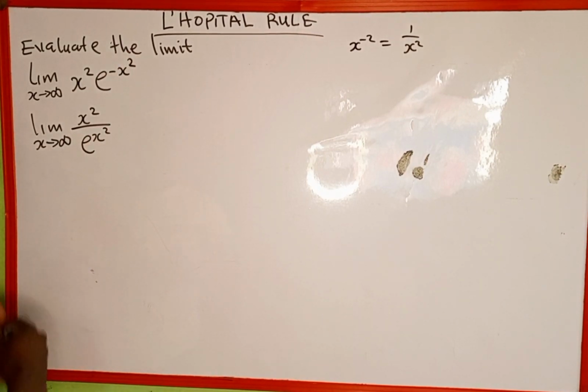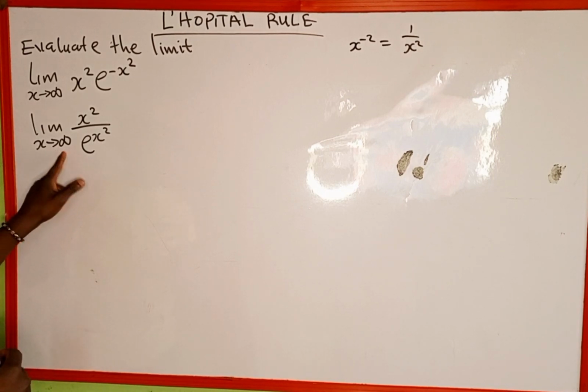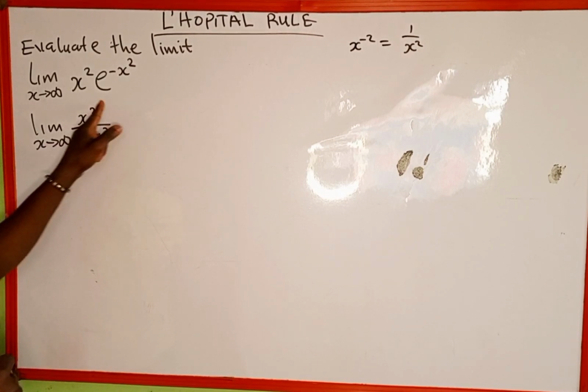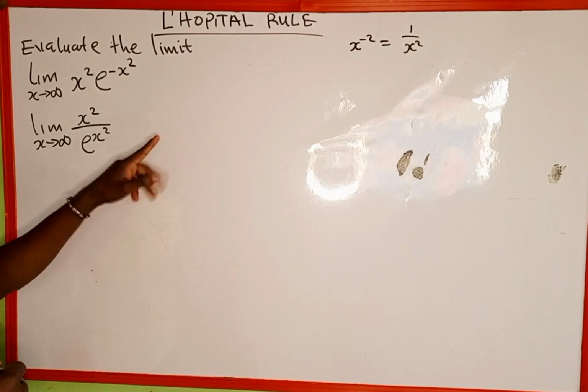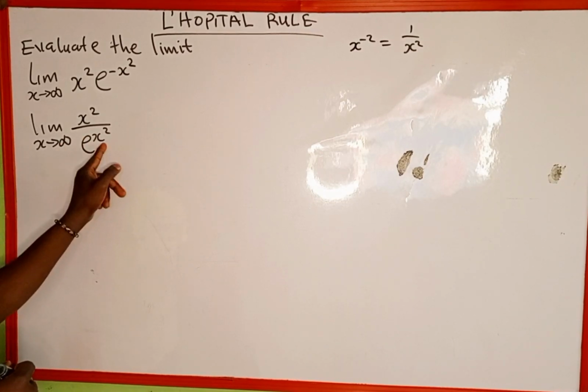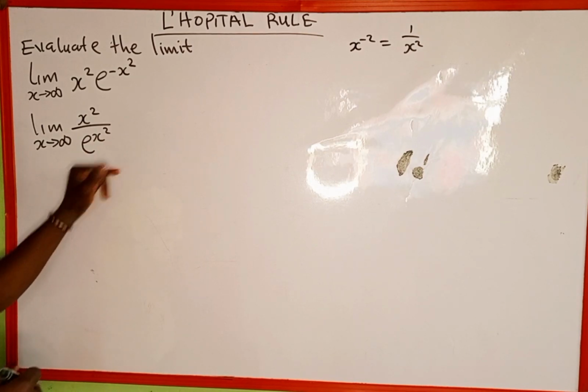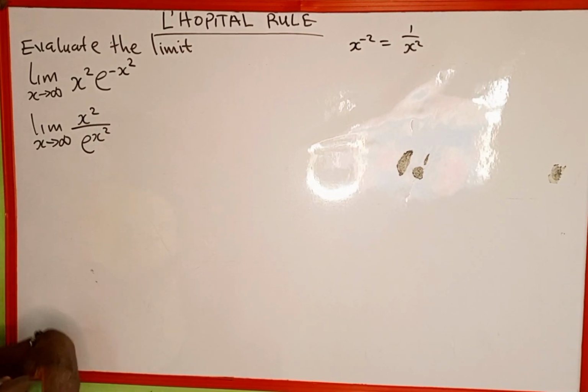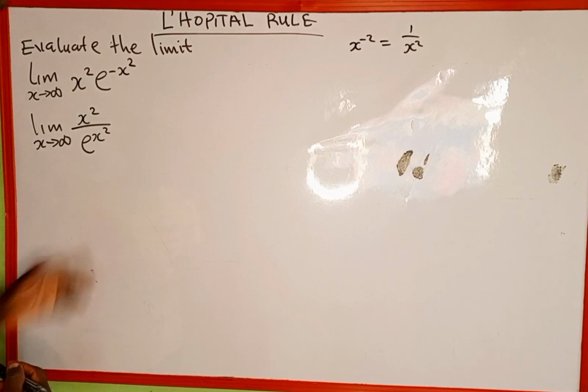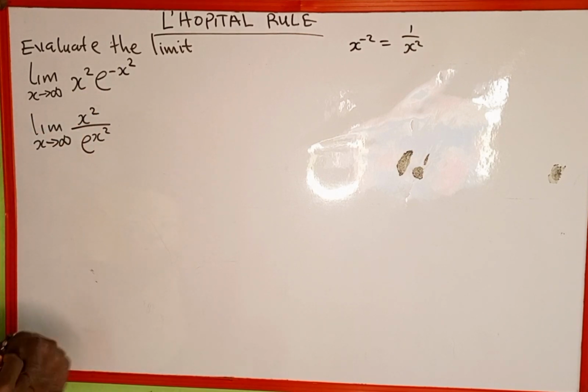So when we do direct substitution, when we plug in infinity here, infinity raised to the power of 2 is the same as infinity, then divided by, when we plug in infinity here, e raised to the power of infinity is the same as infinity. Then infinity divided by infinity is undefined. So that is the reason why we call this function an indeterminate function as x approaches infinity.